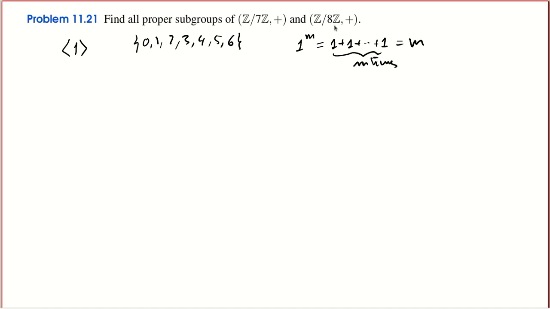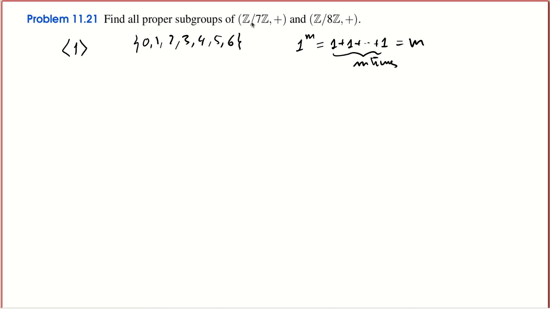And the same with 8, okay? Same with this group here. It says they're generated by the same generator 1. All right. We need to find all proper subgroups of these two groups here. And if we apply Lagrange's theorem, that means that if you have a proper subgroup, the order of the subgroup must be a proper divisor of the order of the group, right?